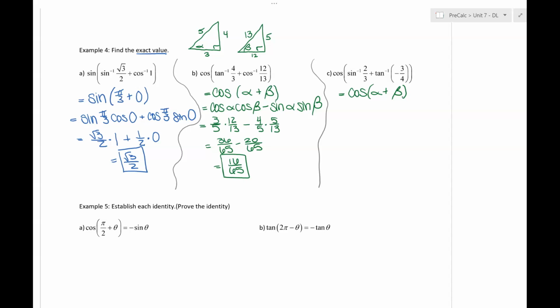Okay, 2/3 is positive, so we're in the first quadrant. The sine is 2/3. If I use the Pythagorean theorem, I end up with 9 minus 4. This is going to be our square root of 5.